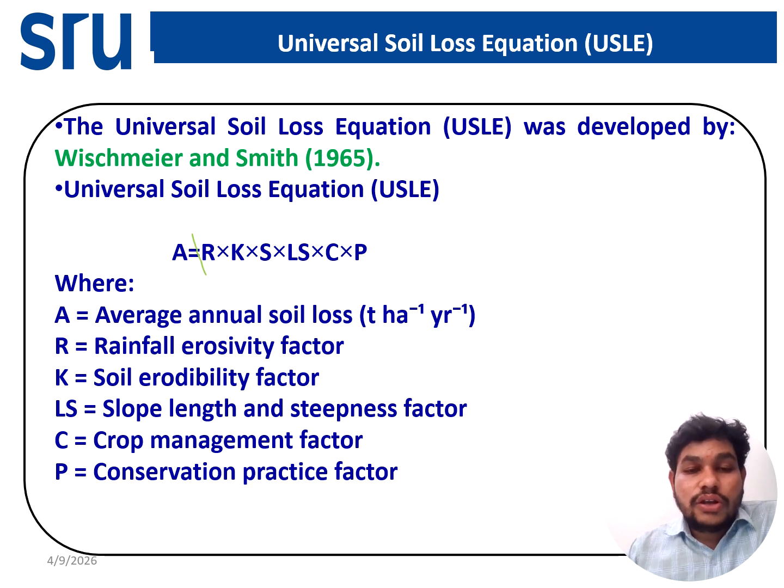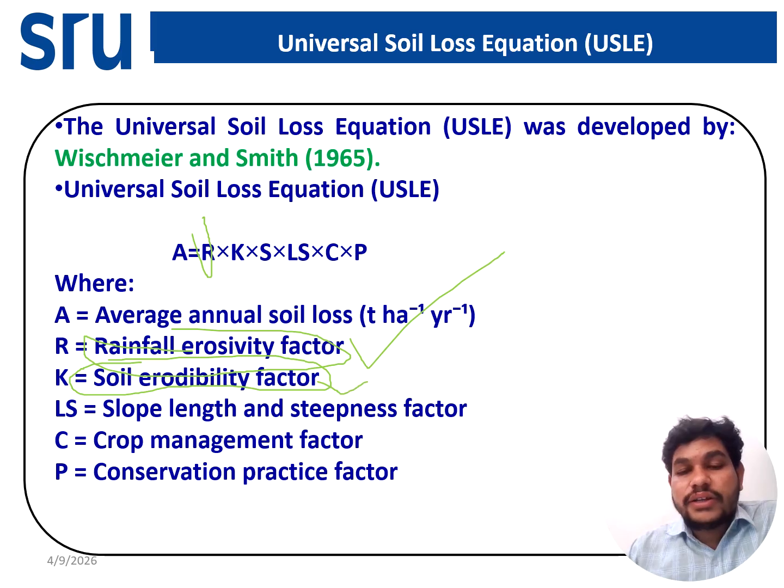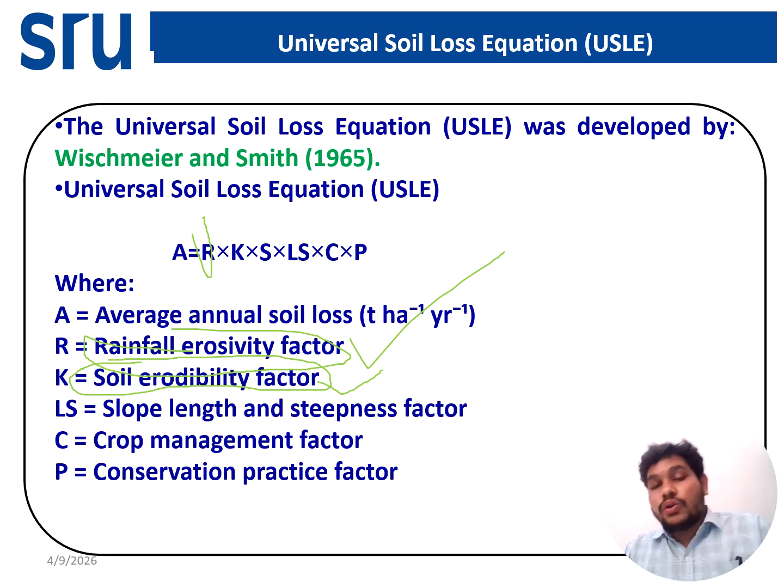R is the rainfall erosion factor. That rainfall erosion factor is the kinetic energy multiplied by the maximum intensity of the rainfall in 30 minutes. So the higher the kinetic energy and the higher the intensity, the more the erosion by water. The second one, K, is the soil erodibility factor. That depends on soil properties. If the soil infiltration rate, hydraulic conductivity, or permeability is high, then the soil erosion will be less. If the infiltration rate, hydraulic conductivity, and permeability are low, soil erosion will be high, meaning the soil has more ability to get eroded.